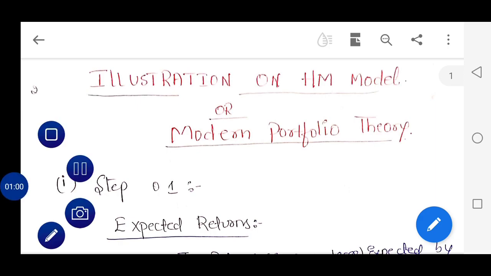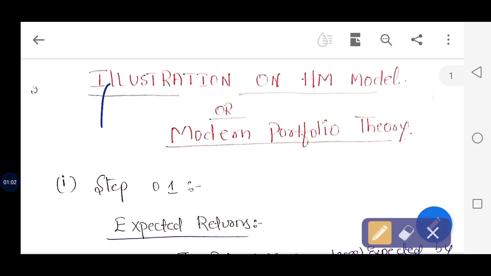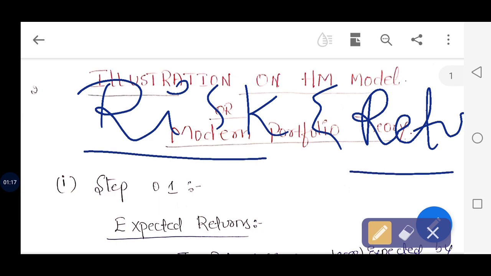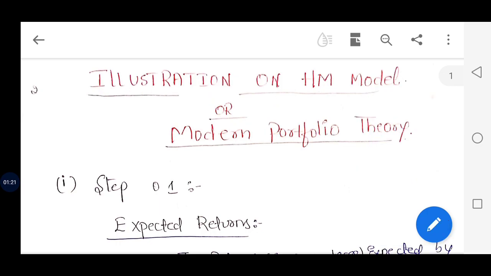The third point he focused on was the risk and return concept. In which type of securities do we have to invest? We have to invest in those types of securities where there is minimum risk and high return. So which we have already discussed. Now let's discuss some illustrations on the Harry Markowitz model.